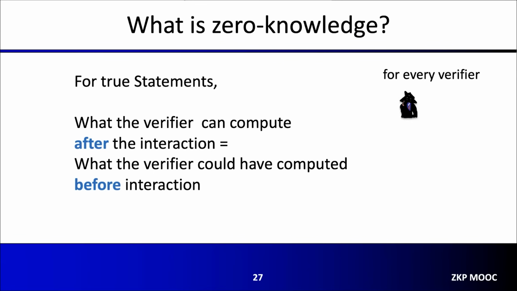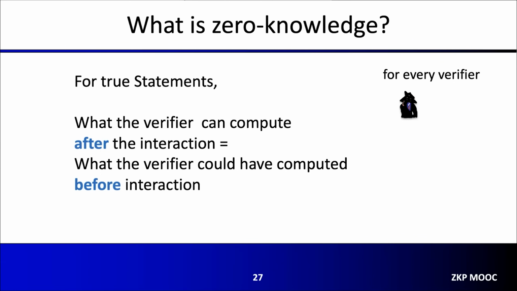We will say that the interaction was zero knowledge if what the verifier can compute after the interaction is essentially the same as what he could have computed before. Namely, the interaction has not increased the computational power or allowed the verifier to compute more than he could have computed before. Furthermore, we want this to be true, not just for the honest verifier who follows the protocol, but for any verifier, even a devious, malicious adversarial verifier.